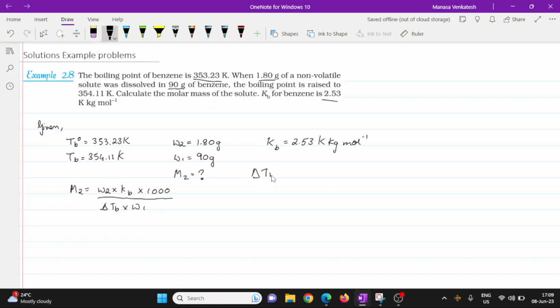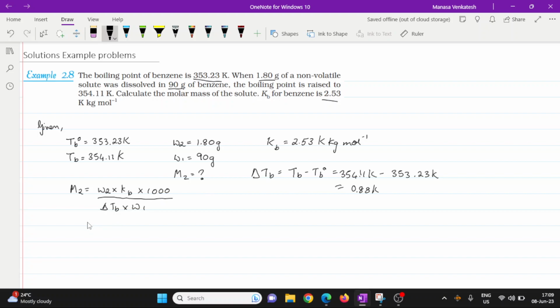So let's start with calculating the value of delta TB. Delta TB equals the boiling point of the solution minus the boiling point of the pure solvent. So TB, which is 354.11 Kelvin, minus 353.23 Kelvin. This gives us 0.88 Kelvin. So this is the value of delta TB.